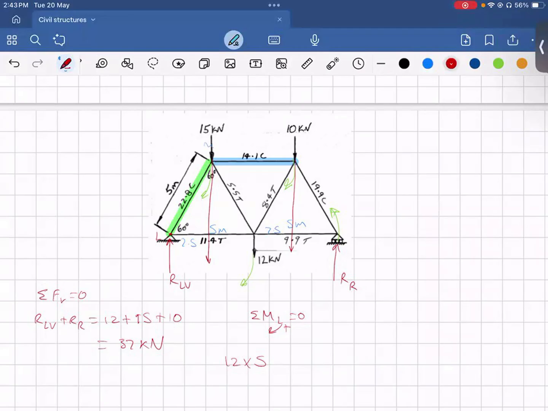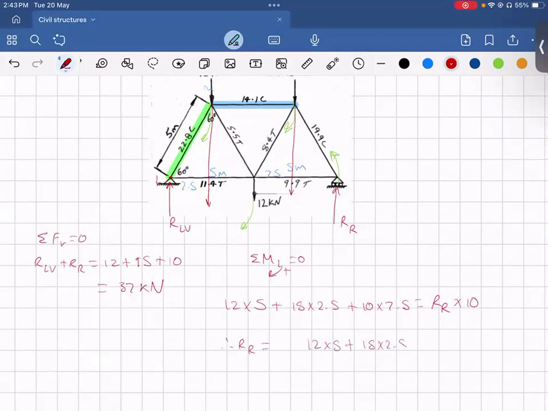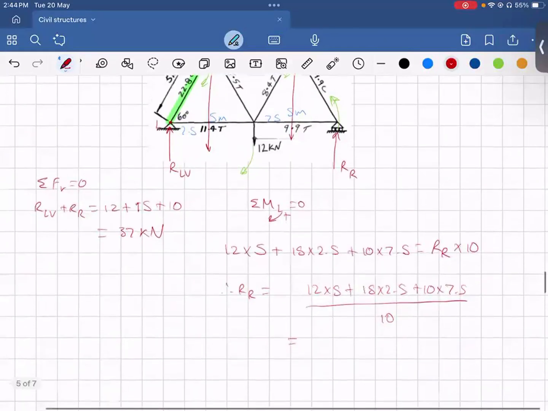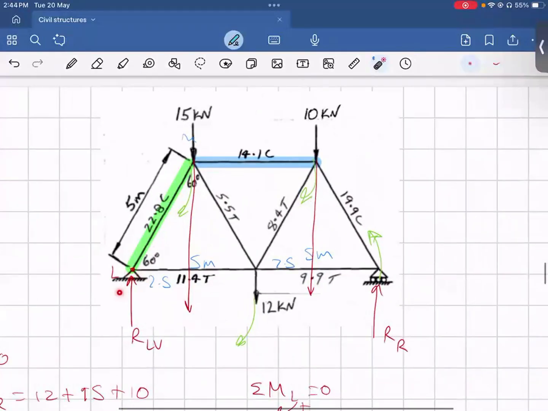So in this case, our moment equation is 12 times 5 plus 15 times 2.5 plus 10 times 7.5 is equal to R times 10. So in this case, RR is equal to 12 times 5 plus 15 times 2.5 plus 10 times 7.5, all over 10. And that gives us our answer as 17.5 kilonewtons. And now we can substitute this back. RLV is equal to 37 minus 17.5, which gives us 19.5 kilonewtons. So now we have our reaction forces for both the left fixed support and the right roller joint.